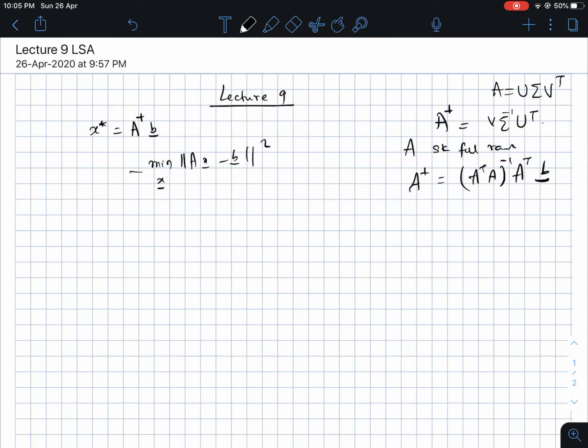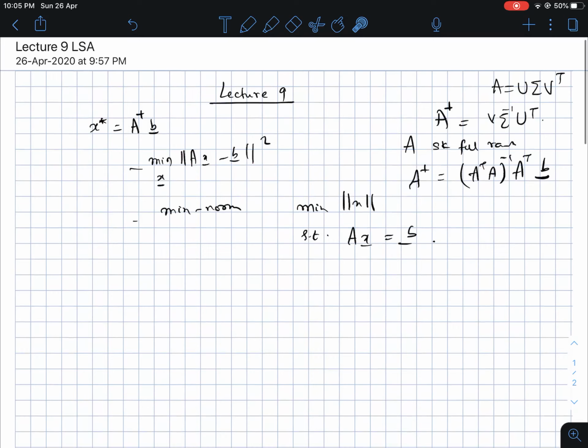There is always an x that minimizes this, right? That minimum value could also be 0, it could be non-zero. But there is always an x that minimizes this. There could be many x that minimize this depending on whether A is full column rank or not. If A is full column rank, then there is a unique minimizer for this problem. Okay, all this was discussed in the last class, right? So from here we'll just focus specifically on the case when A is skinny full rank.